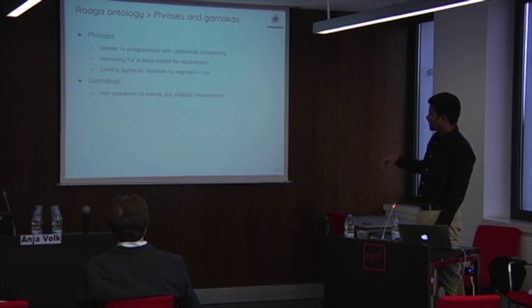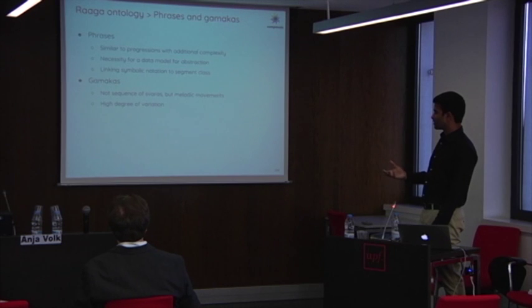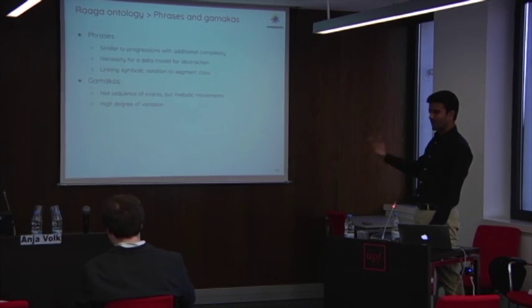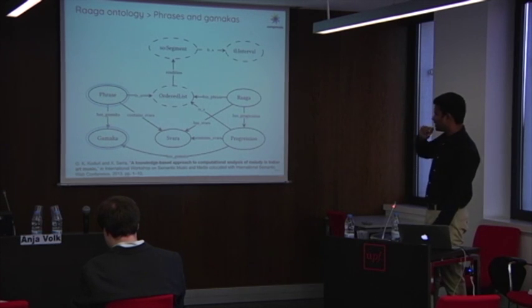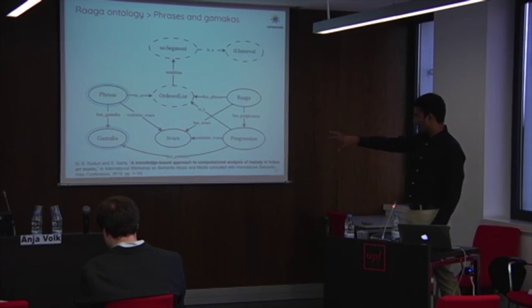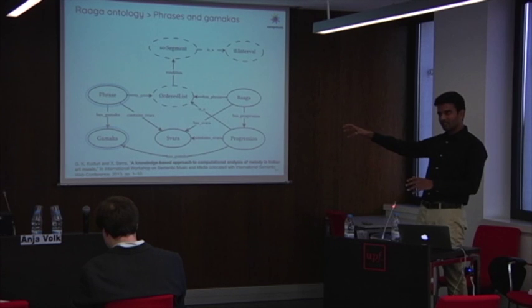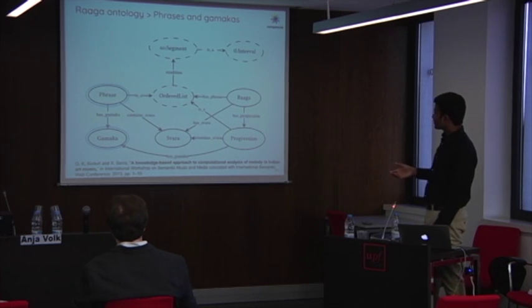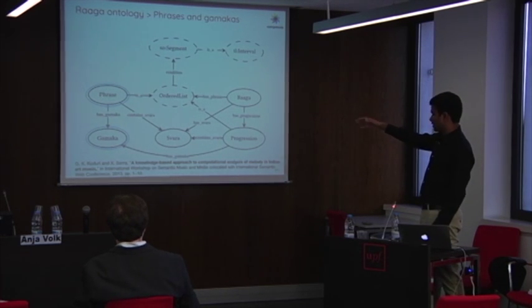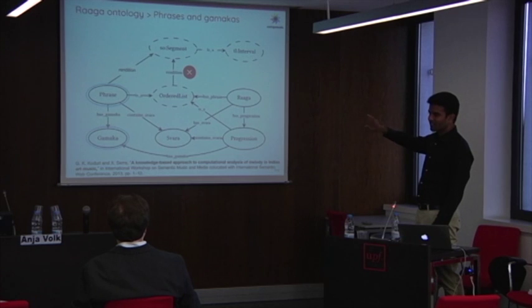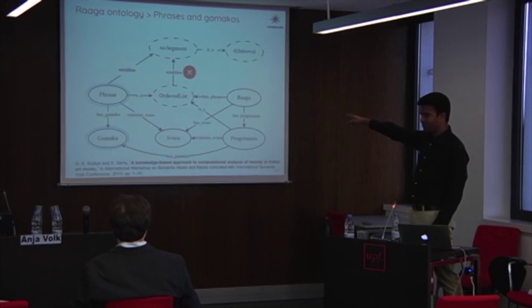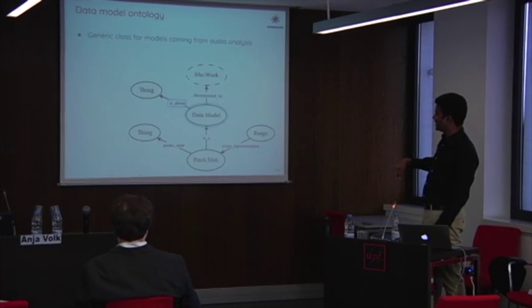And gamakas, on the other hand, are not defined as a sequence of swaras but as melodic movements. So there is a high degree of variation which we can't account for in the ontology. So basically, these are modeled such that the gamaka just belongs to a phrase without specific boundaries. And a phrase is an ordered list. And in the thesis there is a slight mistake. So this should not be the case. This should be the case. And also the has-phrase should point to the phrase.